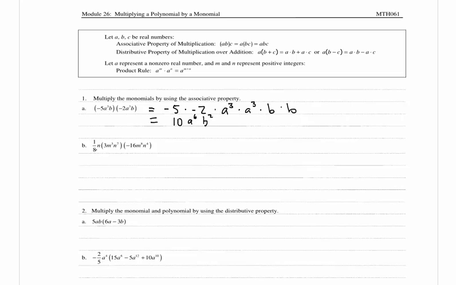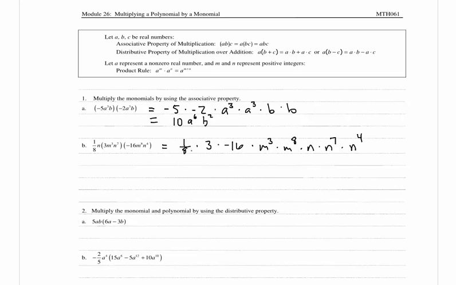In b, we have 1/8 n times 3m cubed n to the 7th times negative 16 m to the 8th times n to the 4th. And we're going to do the same thing as we did in the last problem. We have three monomials here, and we're going to collect all of our like factors and then multiply them together. So I have 1/8 times 3 times negative 16 times m cubed times m to the 8th, and then I have times n to the 7th times n to the 4th.